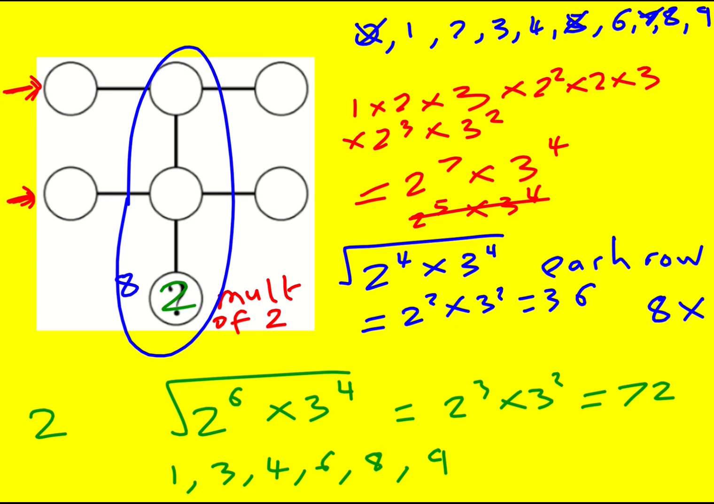So to go with the 2, I need to get 36. So I could go maybe with 9 and 4. In fact, I think that's the only way that I can then get 36 using 2 as well.